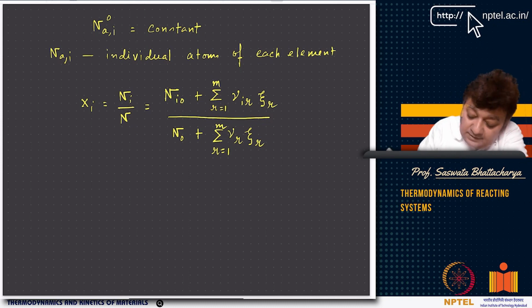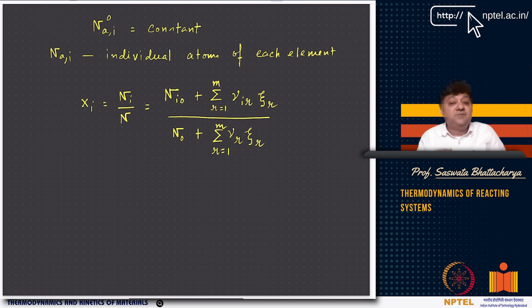Another thing, as I told you, is that the individual atoms of each element have to be constant throughout the reaction, right? So basically N_a_i, where i is the element, right?